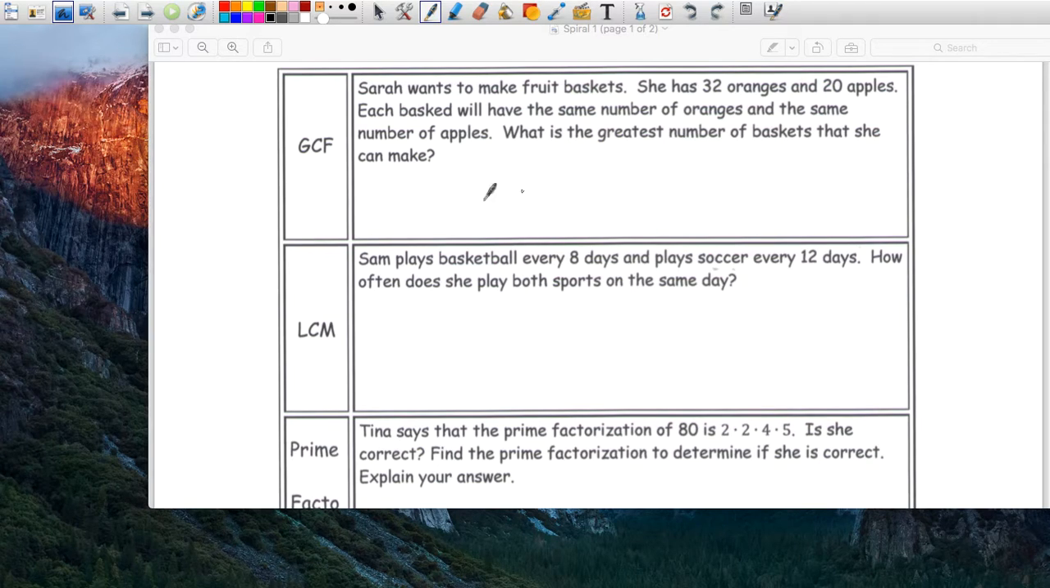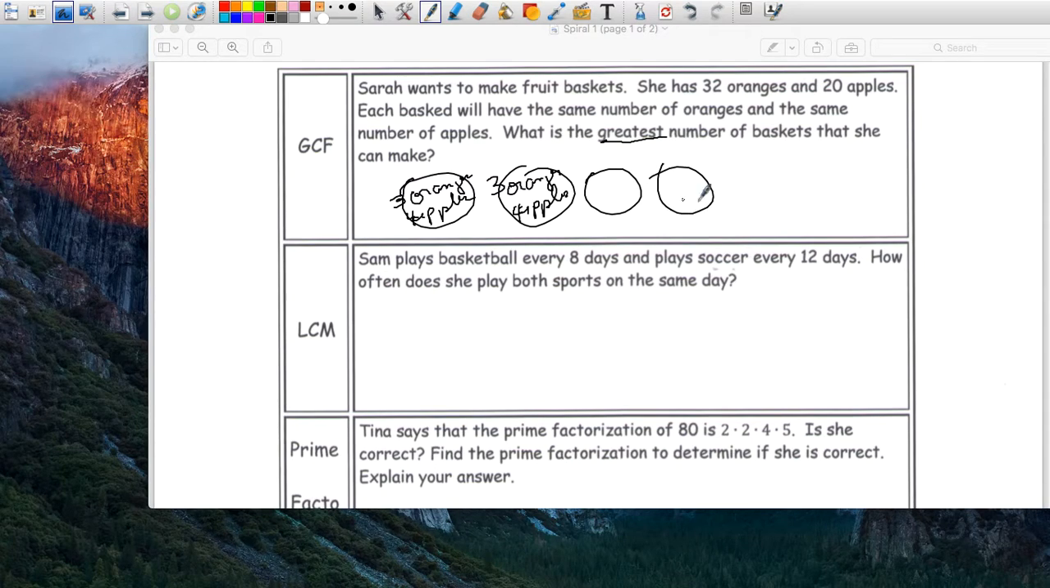Let's do it this way. It's a GCF problem because we have the words greatest number. So you have baskets. One basket, two baskets. Here you're going to have oranges and apples, and on this one you're also going to have oranges and apples. I don't know how many yet, but if I have 3 oranges here and 4 apples, I'm going to have 3 oranges here and 4 apples, and the same for every other basket that I make. All right, so that's the idea.